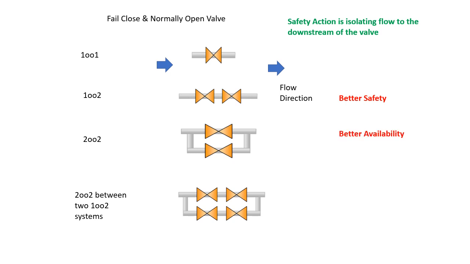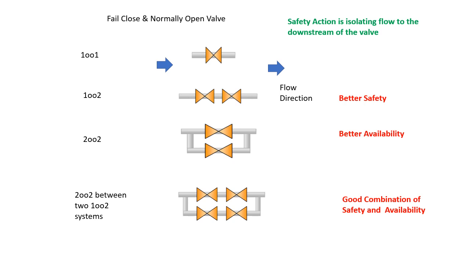On the other hand, consider the situation 2 out of 2. In this case, even if of any failure action or spurious case, one of the valves gets closed, the other valve is still open. So flow continues through this valve, right? Making the process more available.